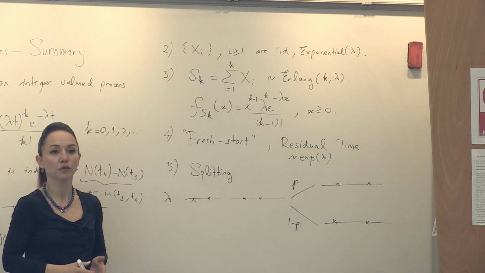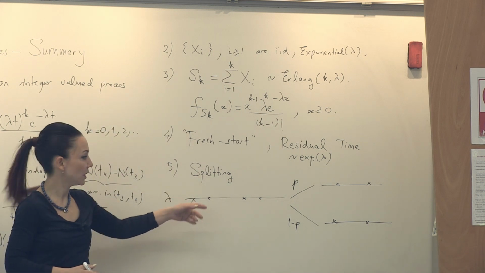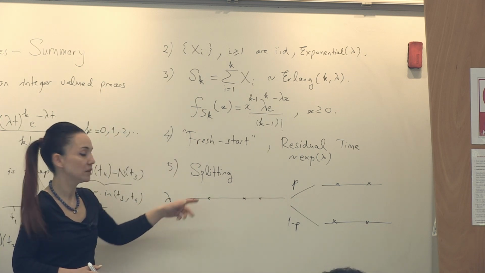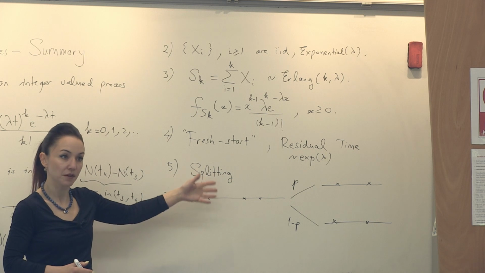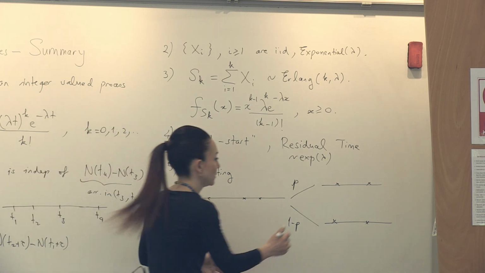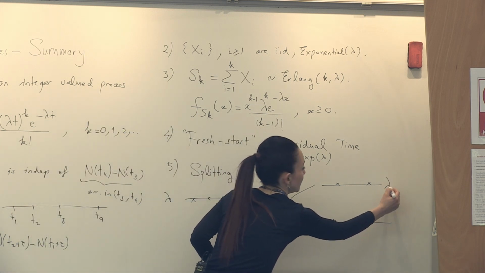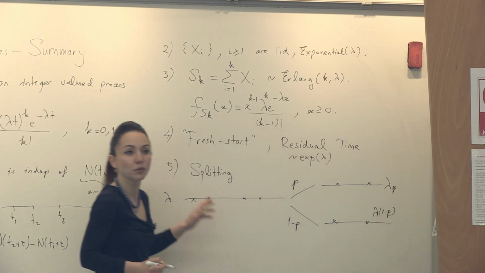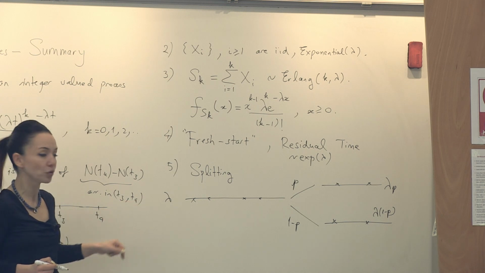So you split it into two. We proved that the resulting processes are also Poisson processes, and they're independent. Their rates are lambda p and lambda (1 minus p). Right? And we will use this in the example that we'll solve today.